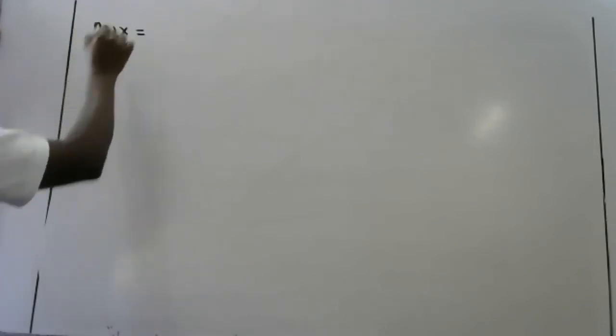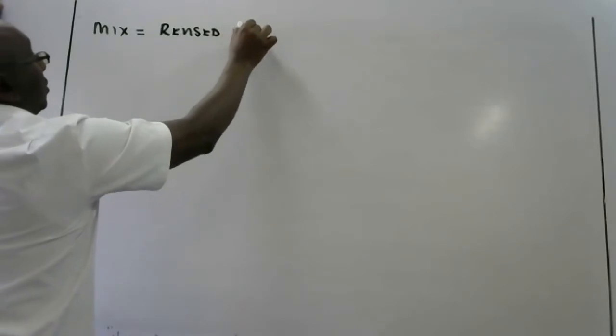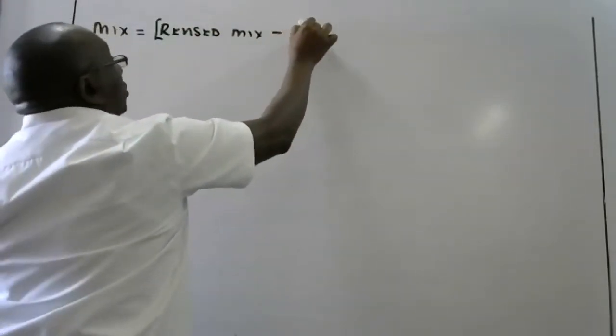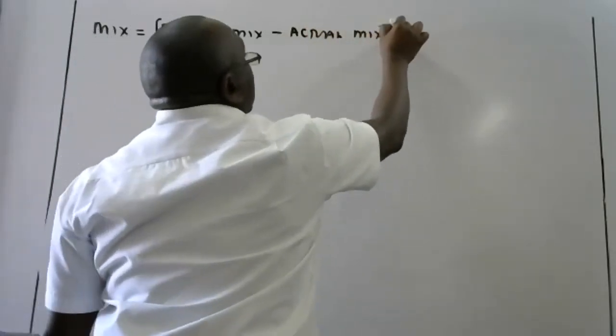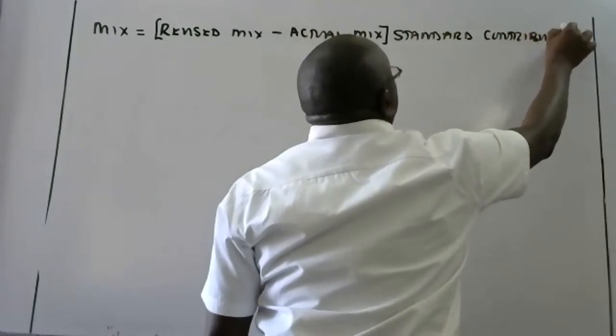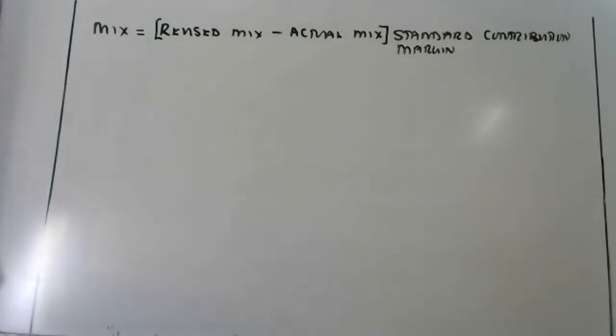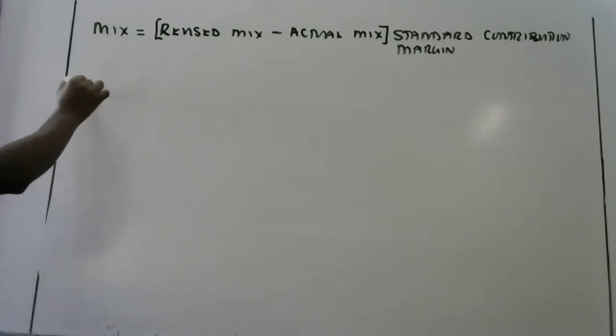The other one is mix. So the mix is called revised mix minus actual mix, multiplied by standard contribution margin. Revised mix minus... This is just like what we have been doing for materials and labor. But this question has not given us data that can help us compute that. So we move on to the next.